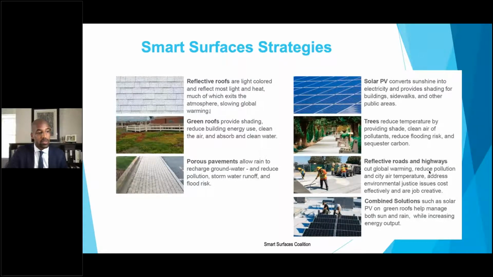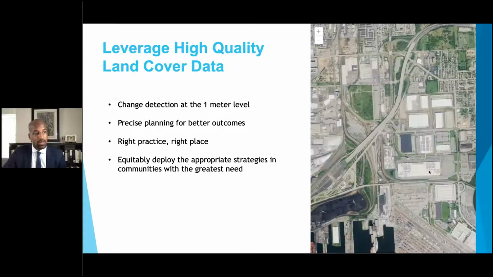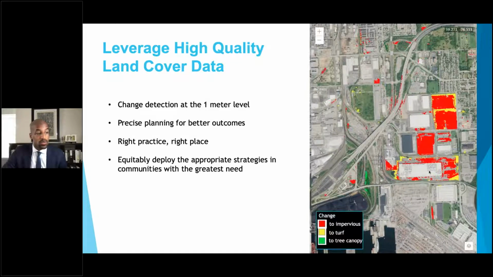And so the research coming out of the Smart Surfaces Coalition, of course, looked at reflective roofs, green roofs, solar voltaic roofs, and porous pavements to deal with some of the stormwater issues that we're seeing, as I alluded to earlier. From that research, we're able to take that and use data, use land cover data to show the changes that we've seen over time in the city, and then use that to figure out where we have greater opportunities to plan for smart surfaces, whether it's rooftops or parking lots or parks and otherwise for trees.